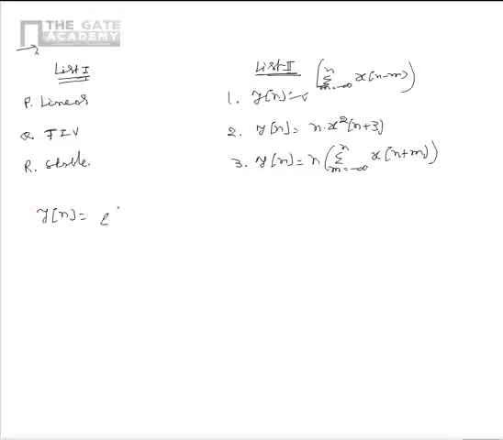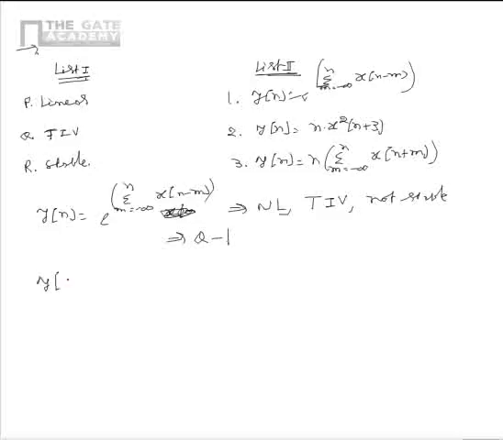that is y[n] = e^(Σ_{m=-∞}^{n} x[n-m]), we see that the given system is nonlinear as it doesn't satisfy the superposition principle, and it is time invariant, and it is not stable. From this we see that Q maps to 1.